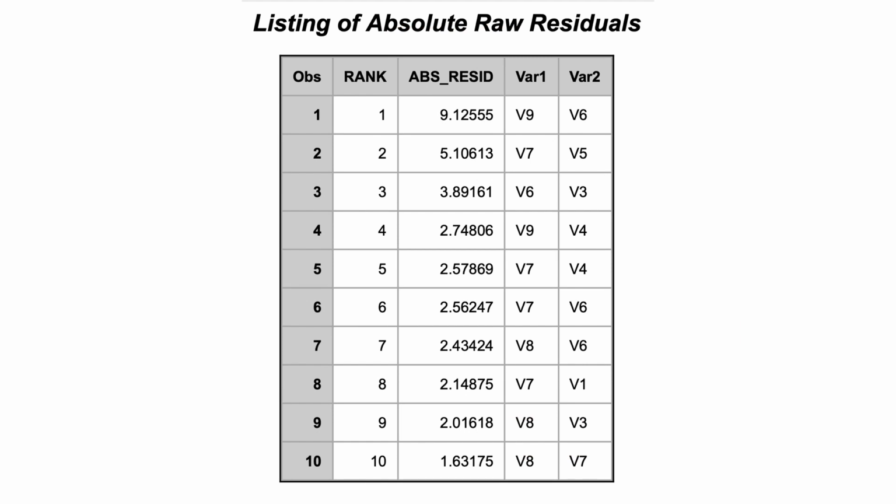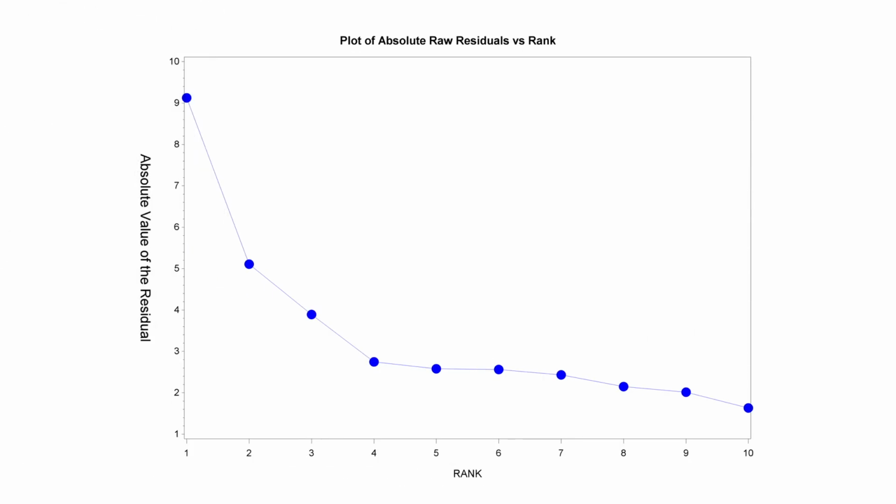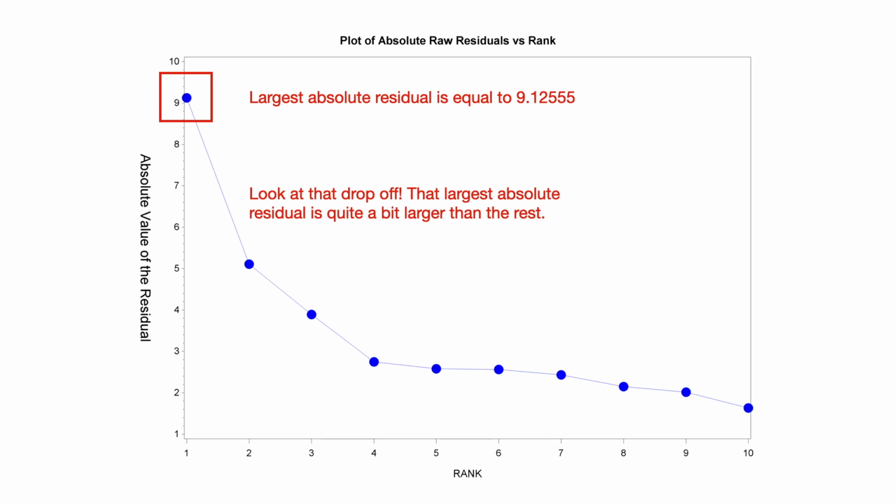Now here is a listing of the absolute values of those raw residuals. This slide gives a plot of those absolute raw residuals versus their ranks. The largest absolute residual is equal to 9.12555. The next largest is just a little bit larger than 5. And look at that drop off. The largest absolute residual is quite a bit larger than the rest.